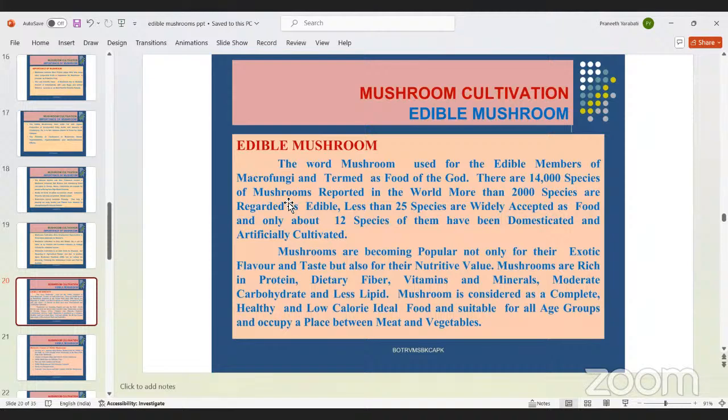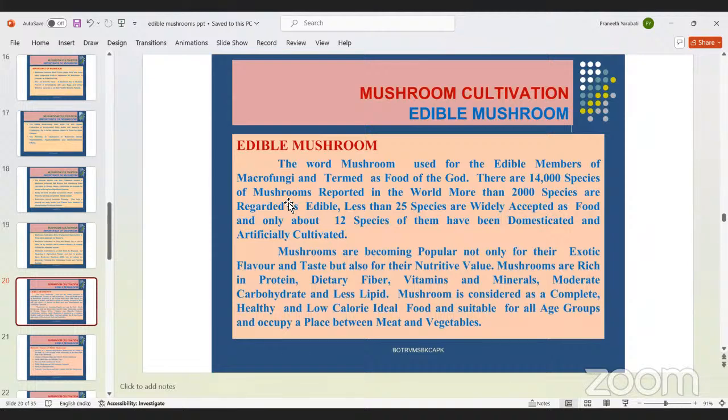Here we already discussed that there are different types of mushrooms: some are edible mushrooms, non-edible mushrooms, medicinal mushrooms, and poisonous mushrooms. Out of which more than 2,000 species are regarded as edible. Less than 25 species are widely accepted as food, and only 12 of them have been domesticated and artificially cultivated. So we are cultivating only 12 species out of 2,000.